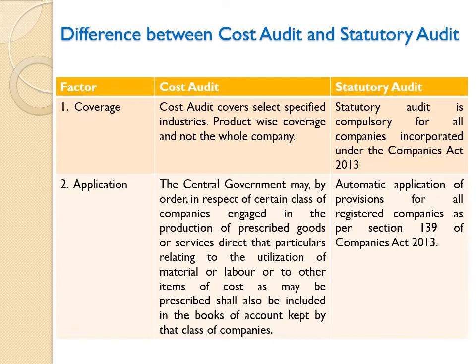Cost audit covers select specified industries, product-wise coverage and not the whole company. Cost audit is a specific audit. It is applicable to specified industries and specially specified products. Product-wise coverage is taken into consideration instead of the whole company.